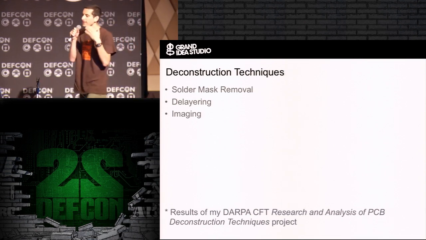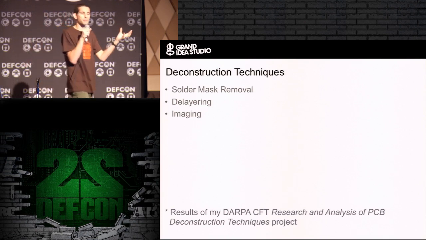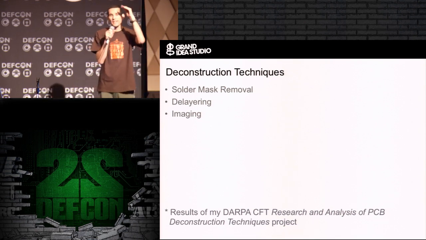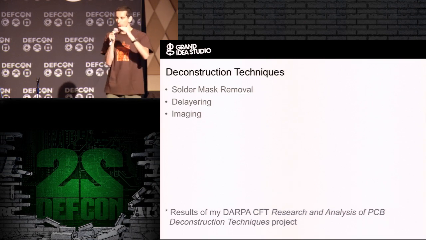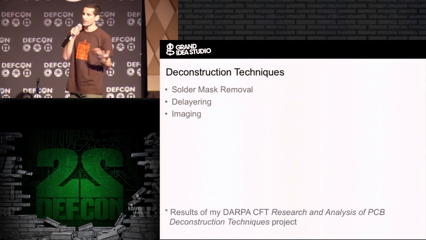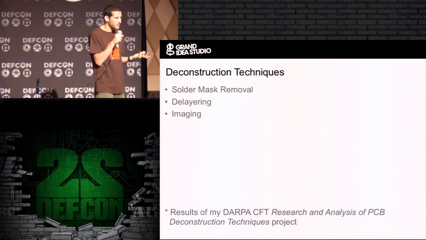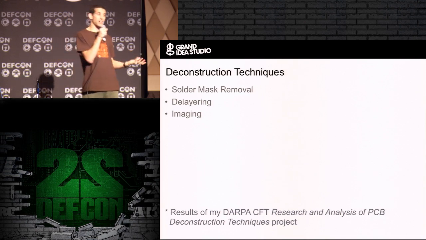All right, so we're going to look at three different sections. I've broken this out. The first thing is solder mask removal, basically just getting access to the top or bottom layers of the circuit board. Then we'll look at delayering for multi-layer boards, how we can get access to each individual layer of the board. And then imaging, which is going to be non-destructive types of stuff. And a lot of the tools that we're looking at here, you'll see, are not that impressive, but it's just never really been talked about.